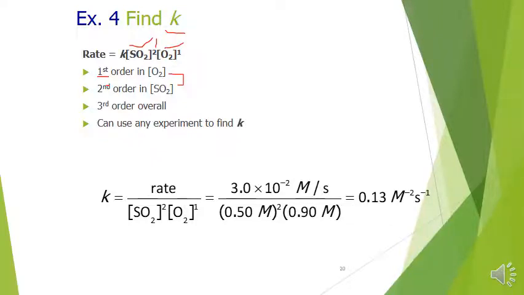So we simply do that. Pick out this experiment. This is the last experiment, number 4. Plug the values in, and you get this for your rate constant.